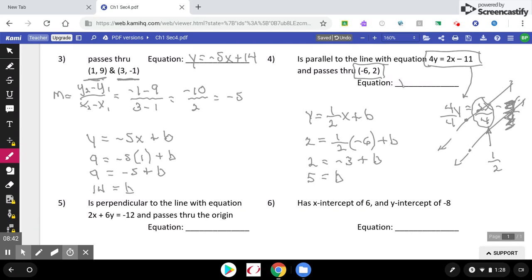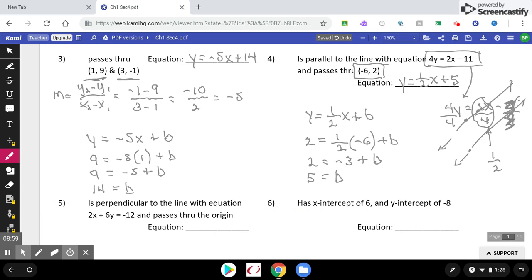So writing a final answer, same deal. Slope-intercept form y equals, what was the slope we found? It was 1/2 x plus, what was b? 5. Okay, coincidence, these have all been positive b's, so they could be negative as well.